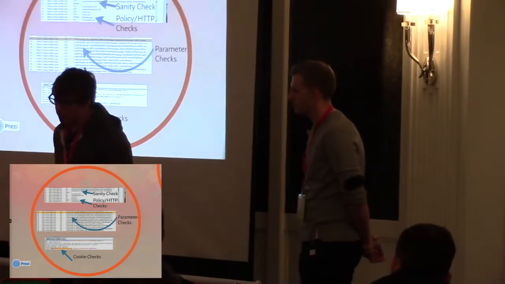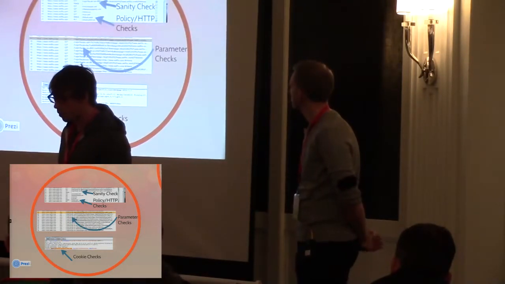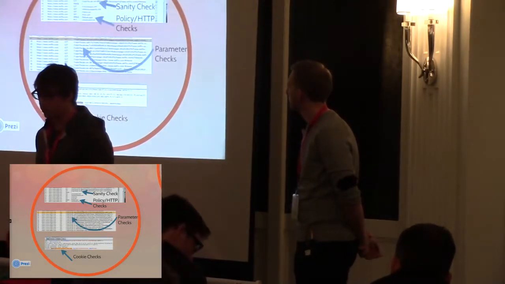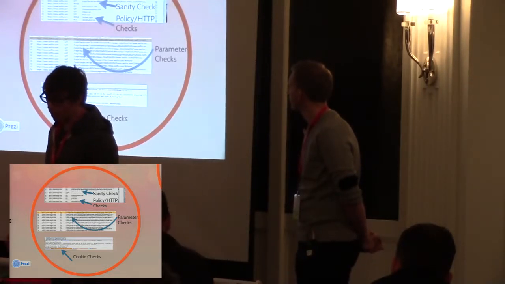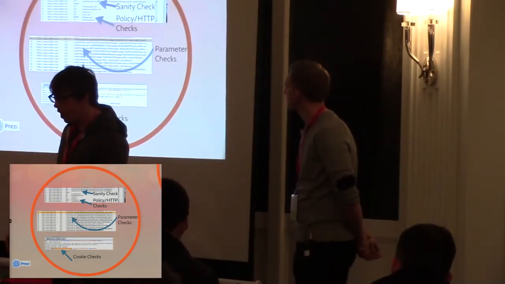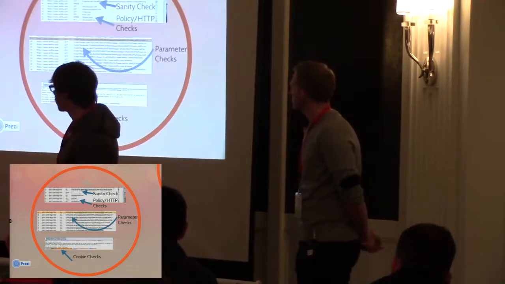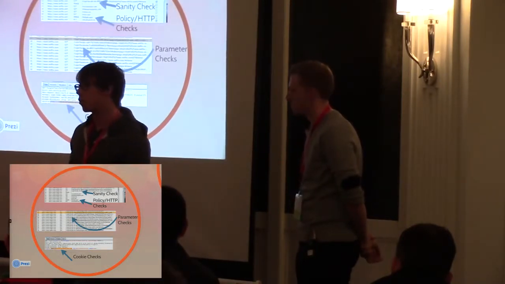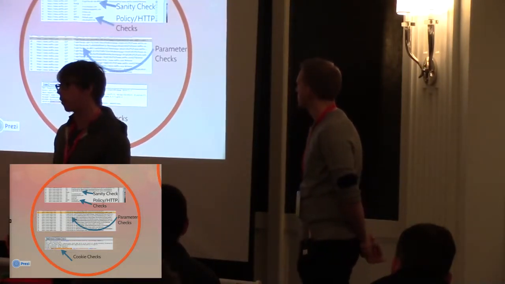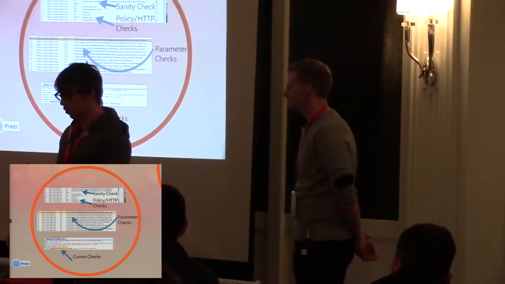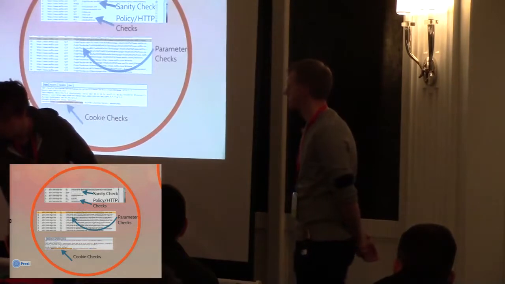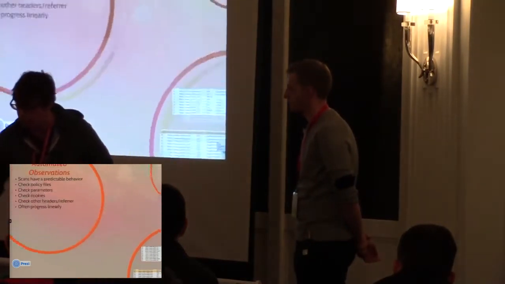It's also going to do some policy and HTTP checks. So it says, hey, is TRACE enabled? What does your cross-domain policy look like? What does your CORS policy look like? It's going to check some of that stuff for you. It then goes through and does parameter checks, and it does this sequentially. It takes a list of your parameters and injects a list of attack strings into each parameter until it finishes the list, and then it moves on to the next. It does the exact same thing with cookies and headers.